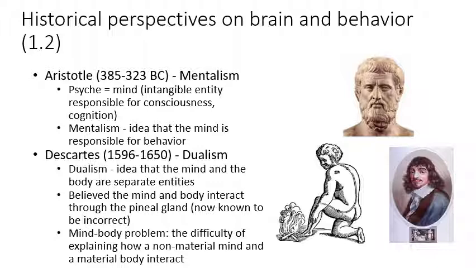So Aristotle ascribed to a school of thought called mentalism, and he believed that there was a psyche, which is essentially the idea of the mind, an untouchable, intangible entity that's responsible for conscious awareness and cognition. And mentalism is the idea that the mind is responsible for behavior, which most people would consider to be obvious now, but back in Aristotle's time that was not a given. It was a newer idea.